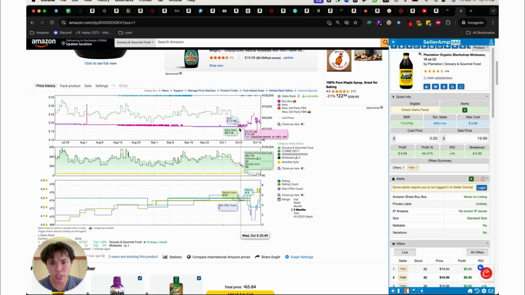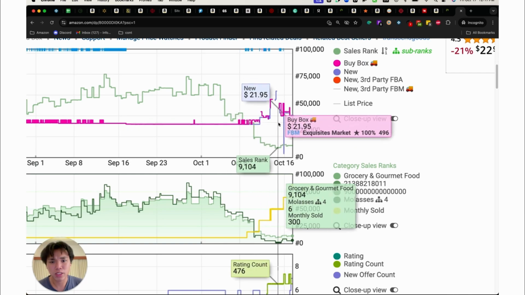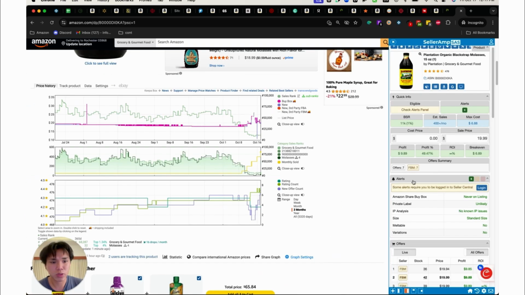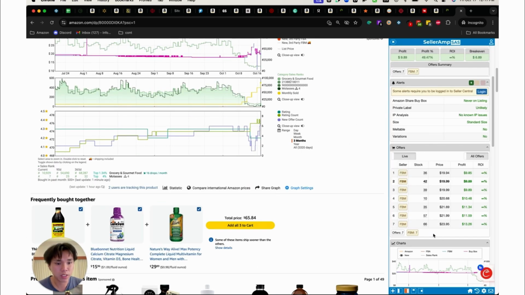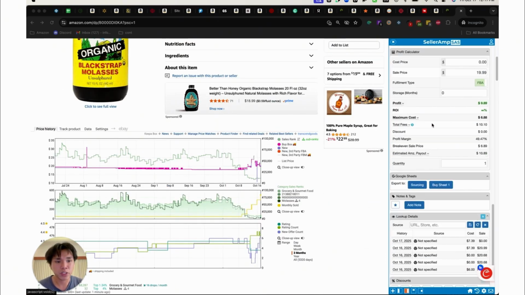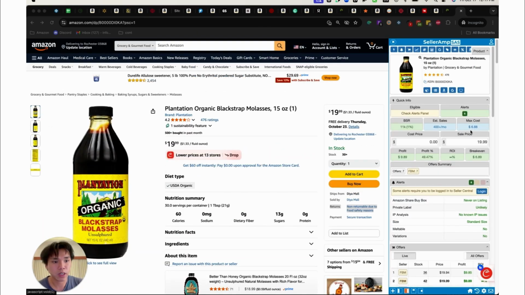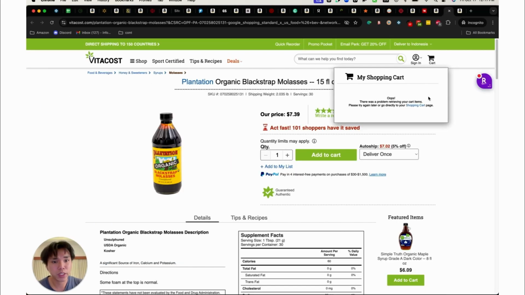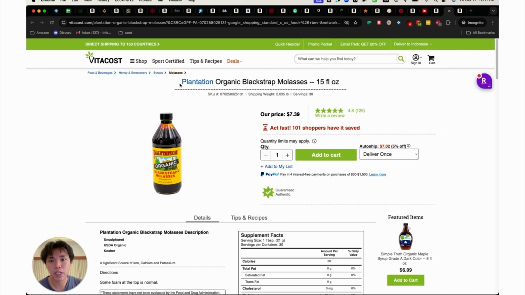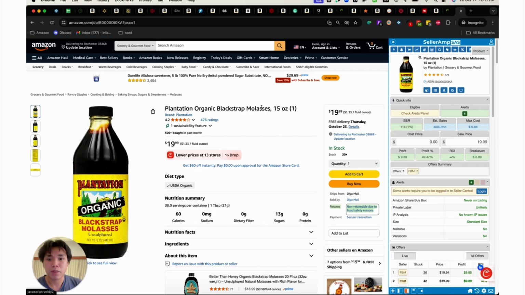So the price is around $19, but it bounces to $20 to $21. You can see right here that the lowest price is $19.94, which is not bad because I think our max cost is around $7 here, $6.88 to be exact, to make some money at $19.99. If you head to the actual website here, you want to make sure it's the same thing: Plantation Organic Blackstrap Molasses, 15 ounces. So it is the same product here.